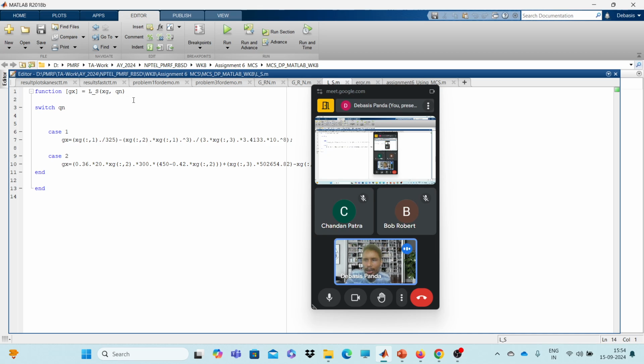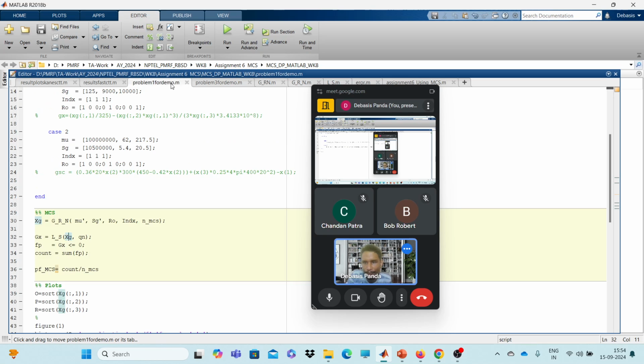So I am calling the limit state function from here, and in the next step I am applying one indicator function which will tell me how many times my gx is less than or equal to 0. So first I have generated random samples. Now using those random samples, I am calling the limit state that many times. That means 10 into 10 to the power 5, that means 10 to the power 6 times I am calling it.